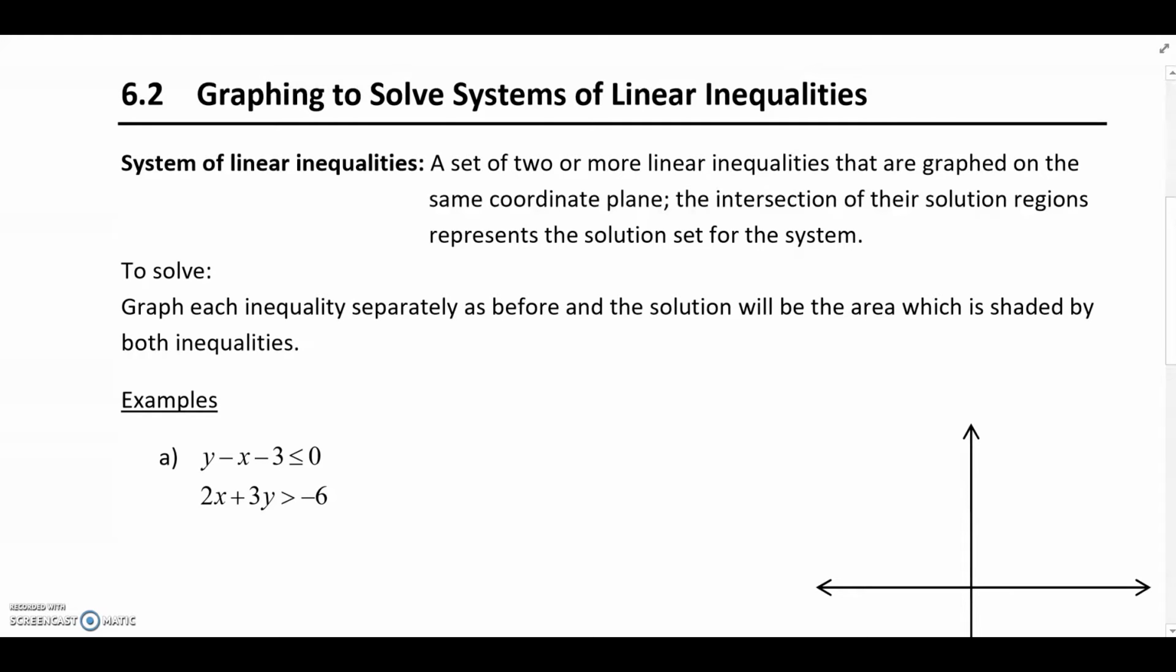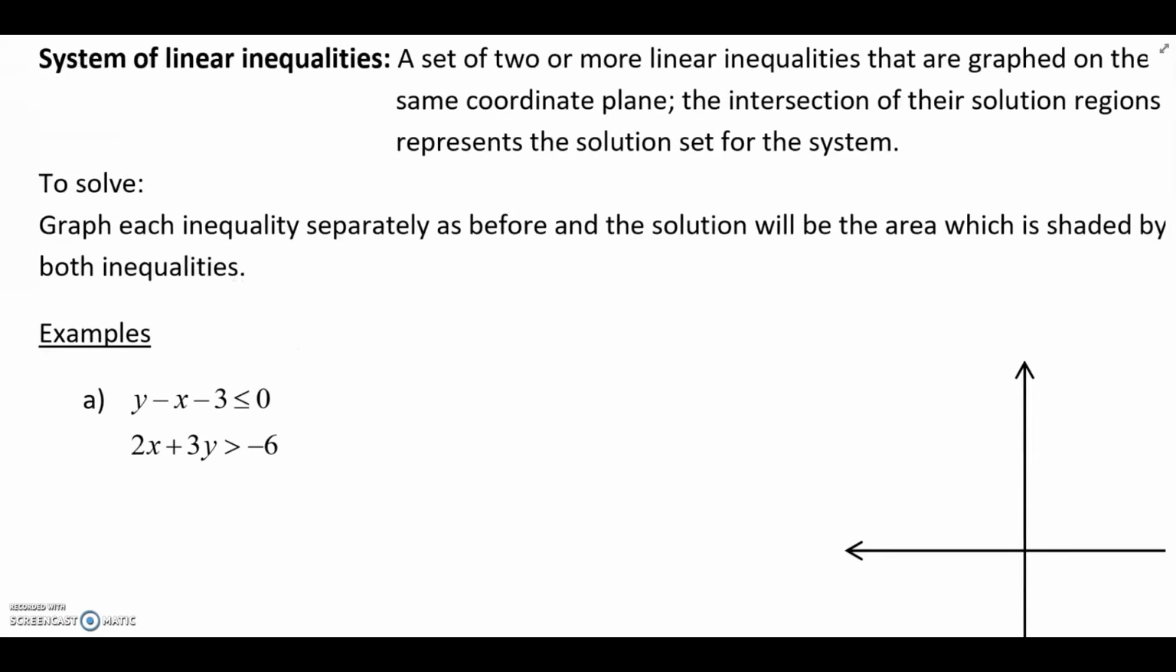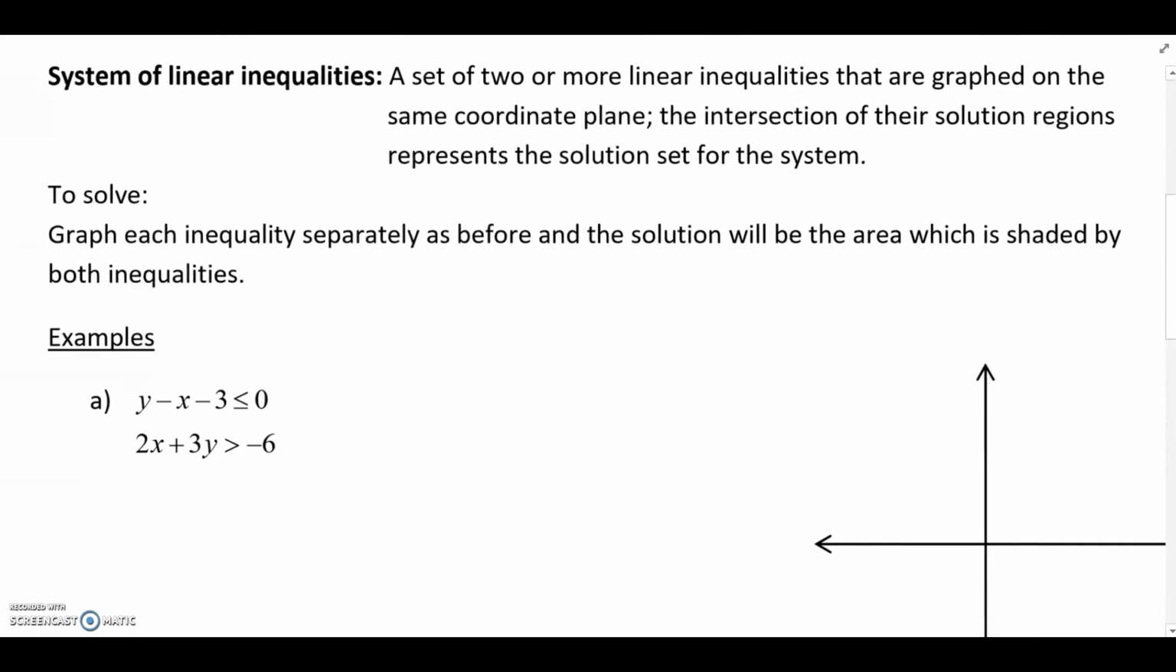If we take a look at our first example here, we follow our same methods of solving linear inequalities. So we'll take a look. It says here, to solve, graph each inequality separately as before, and the solution will be the area which is shaded by both inequalities. It's a good idea to use color here so you can see where that overlaps, but essentially as we move through this, the only place that you're going to want to shade is the overlapping region, otherwise it gets to become quite messy.